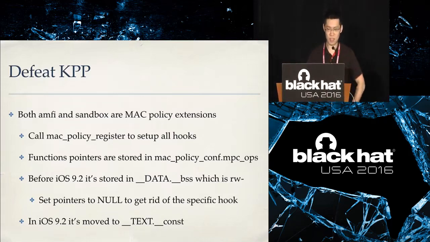So you can guess what? Before iOS 9.2, Apple stored these function pointers in data BSS, so it's marked as RW. So it's very easy to patch, because if you want to get rid of a specific hook, you can just set the pointer to null. But Apple realized how we patched the kernel in our jailbreak, so in iOS 9.2, Apple moved all this data to the text const.